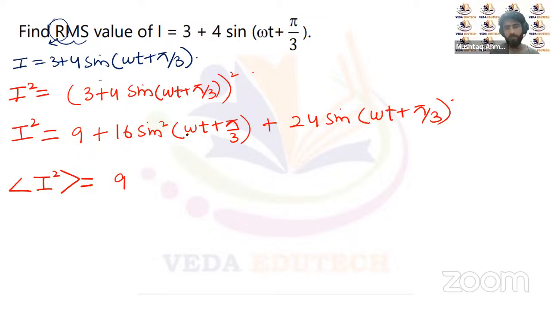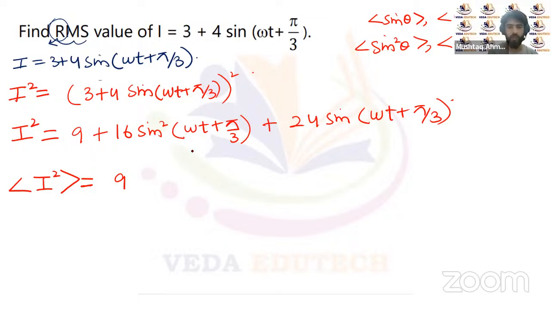And the average of sine theta for the complete cycle. For sine theta or cos theta for the complete cycle, it's always equal to 0. And the average of sine square theta and cos square theta for the complete cycle is actually equal to 1 by 2. You need to remember these two.